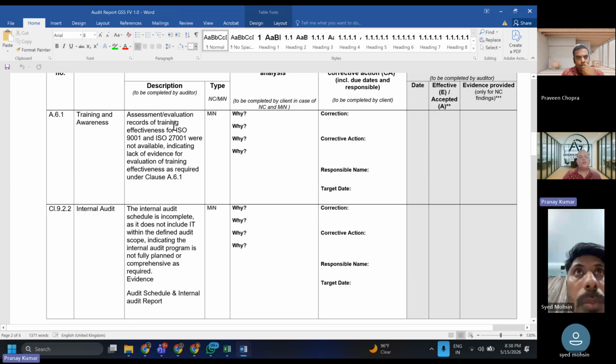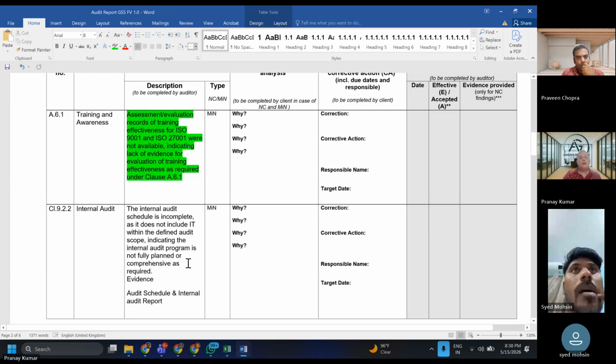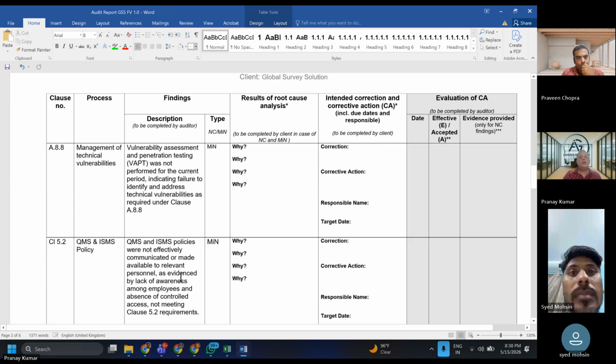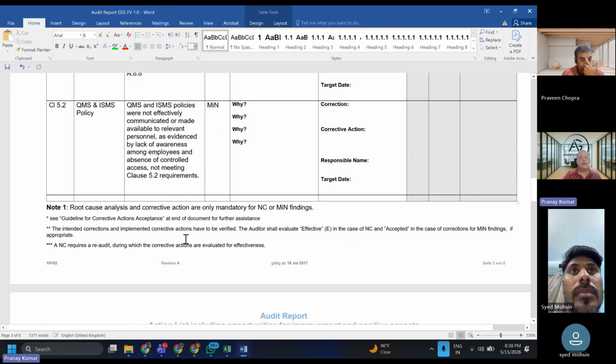Assessment evaluation records for training effectiveness of ISO 9001 and 27001 were not available, indicating lack of evidence for evaluation of training as required under the clause number. With me? Both of you? Yes, sir. Here it says the internal audit schedule is incomplete and does not include IT within the defined audit scope, indicating the internal audit program is not planned. VAPT not done. QMS, ISMS policy is not effectively communicated.